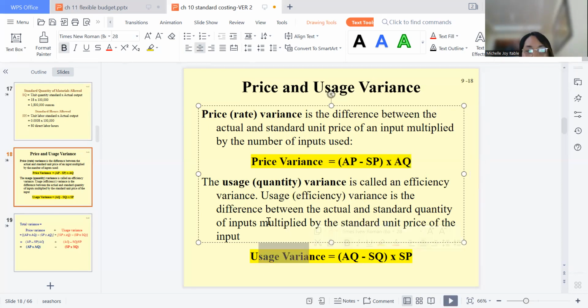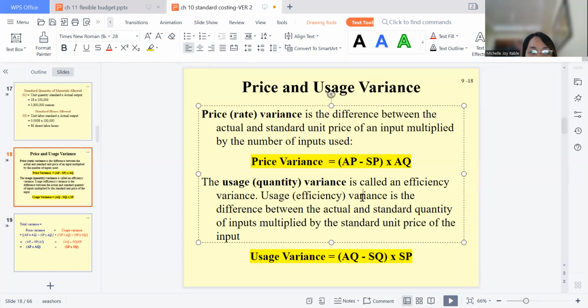Now the second one is the usage variance, which is also called the quantity variance. Quantity variance is used for materials. For labor, usage variance is the term used. But for materials, quantity. So the usage or quantity variance is also called an efficiency variance.